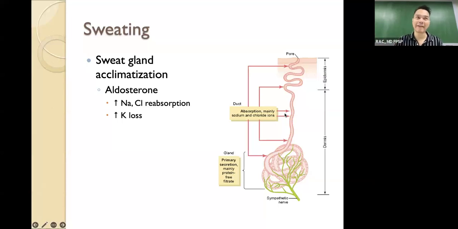Of course, just like the nephron, the trade-off will be the same. Aldosterone will increase sodium reabsorption. However, the trade-off is potassium losses. So whenever aldosterone is present, and when we sweat a lot, the sweat glands are acclimatized, then more potassium is lost through sweat. So this is the reason why you have your sports drink. So you have your Gatorade, Powerade, Pocari Sweat. Whenever we sweat a lot, it is important for us to replace our electrolytes and fluids.